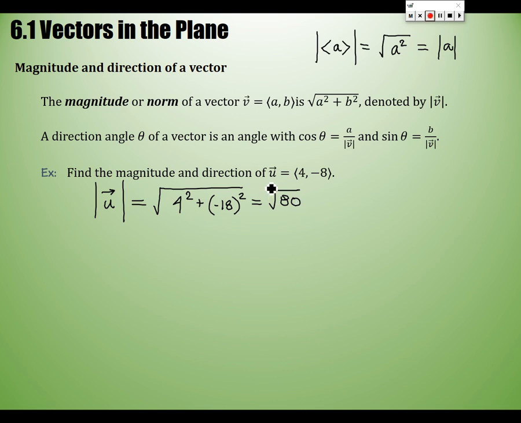You could also say, I guess, what would that be? 4. Yeah, 4 root 5 actually works. I think you can pull a 16 in there. Oh, whichever, whatever. It's fine.